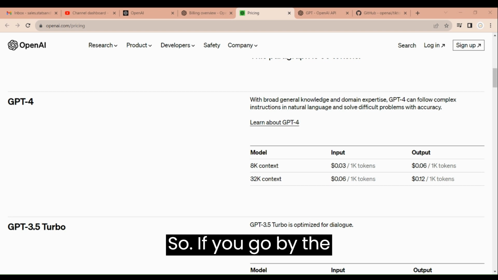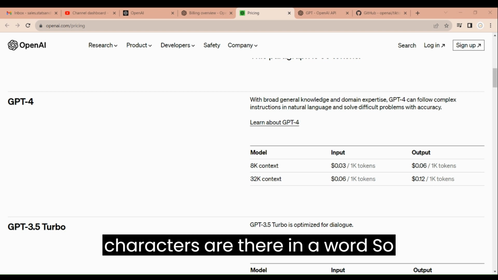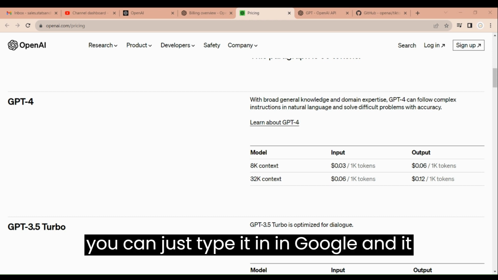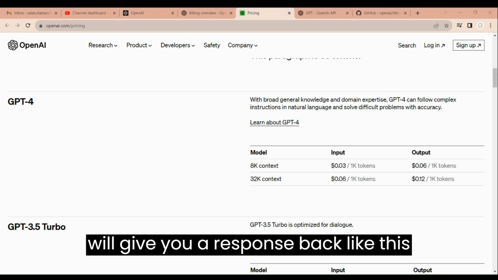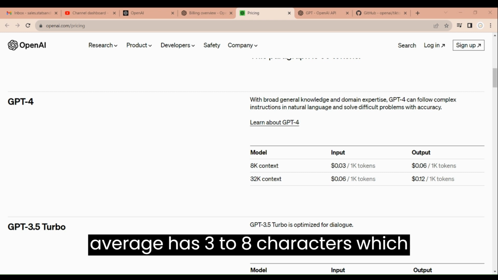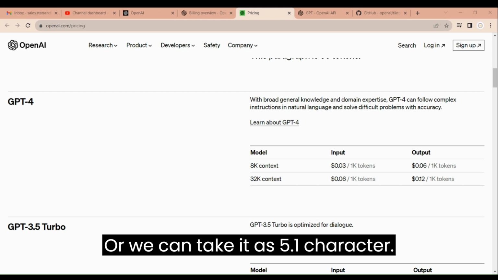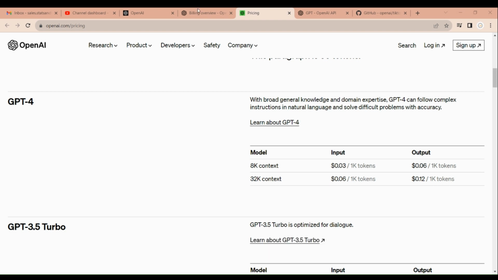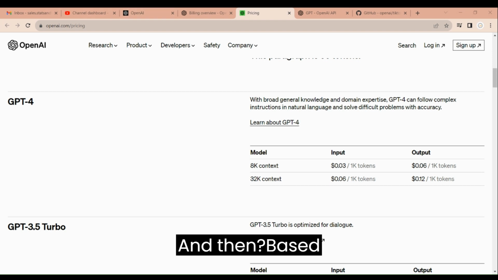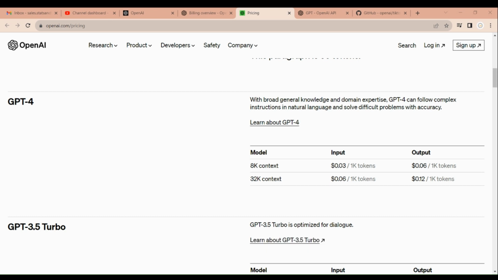So if you go by the English language, on average, how many characters are there in a word? You can just type it in Google and it will give you a response back like this. An English word on average has 3 to 8 characters, which again becomes an average of 5.5, or you can take it as 5.1 characters. And then based on this, we can calculate the characters.